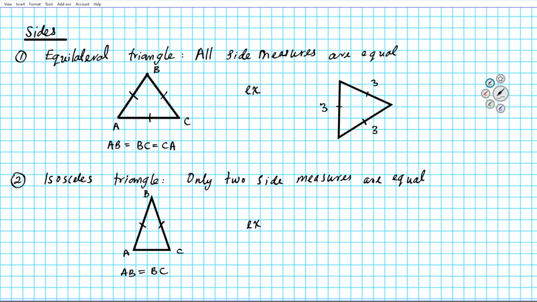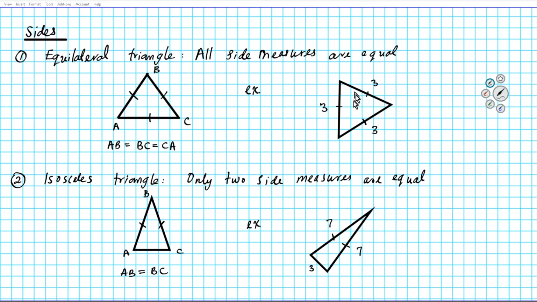Let's take a look at an example. So what side measures will make this an isosceles triangle? Let's mark it first so we know that this side is congruent to that side. So let's say this is 7. Guess what? This side also has to be 7 in order for it to be isosceles, and this third side has to have a measure that's not equal to these two. So let's say it's like 3 units. So this triangle right here is an example of an isosceles triangle because you have only two sides with equal measures.